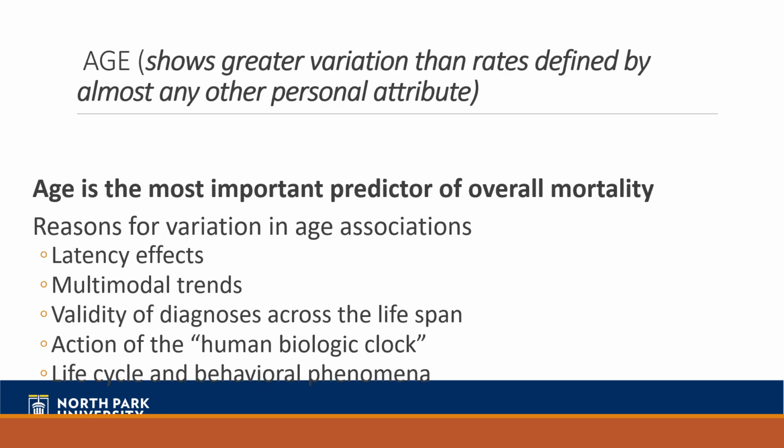Age shows greater variation than rates defined by almost any other personal attribute. So when you look at the age graphs, you'll see that specific ages have an increase in illness. For example, perhaps, I don't know if this is true or not, people in their late 20s, early 30s have an increase in sexually transmitted infections. I don't know if that's true. I'm just pulling that out of my hat, but I'm just using it as an example.